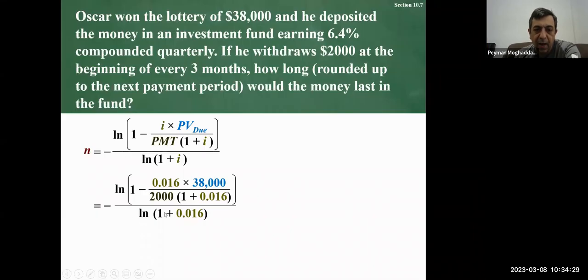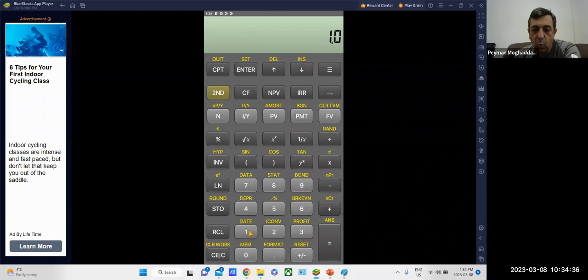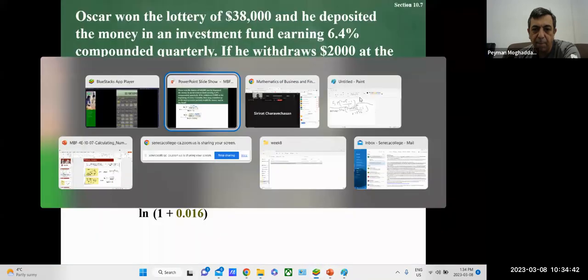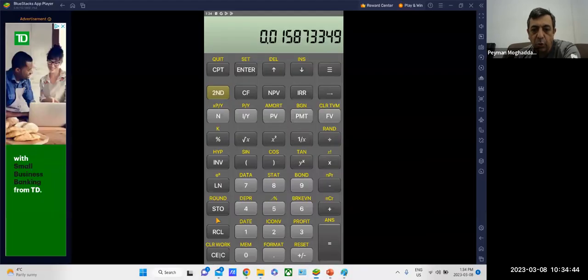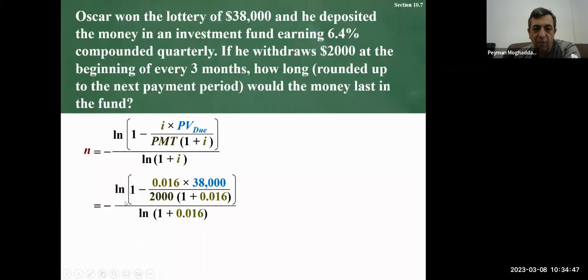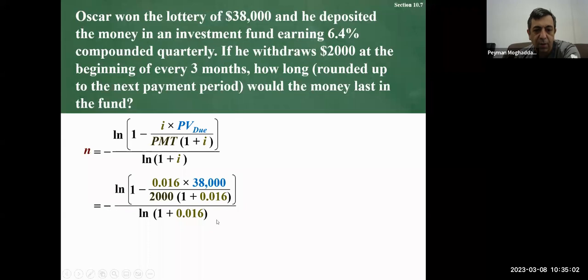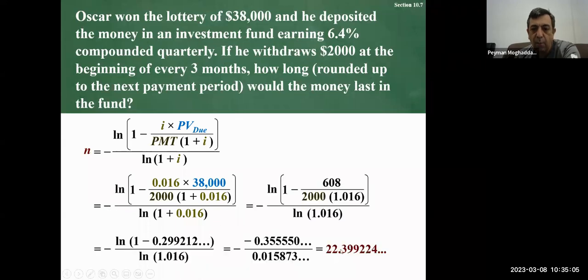Now the denominator, 1 plus 0.016, so 1.016. Then you get the ln of this guy, and now I store this guy at number 2. So I have store number 1 divided by store number 2. So recall number 1 divided by recall number 2 equal to, that's 22 with a negative sign, and I have to get rid of the negative sign because they have negative, right? So it's going to be 22.3999.